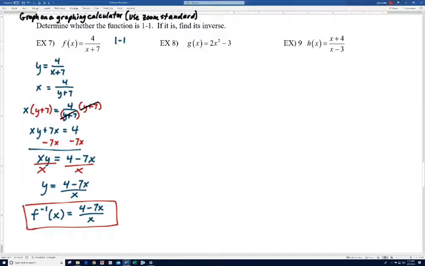So again, it says determine whether the function's one-to-one. We know how to graph this one. This is a parabola. Notice it's going to be a vertical shift down 3. And because of this 2 there, we're going to have a vertical stretch. So it's going to look a little more narrow, and it's going to look like that. It's down 3. So we have a problem here. This does not pass the horizontal line test. This is not a one-to-one function.